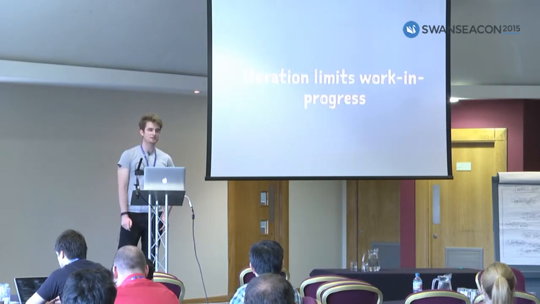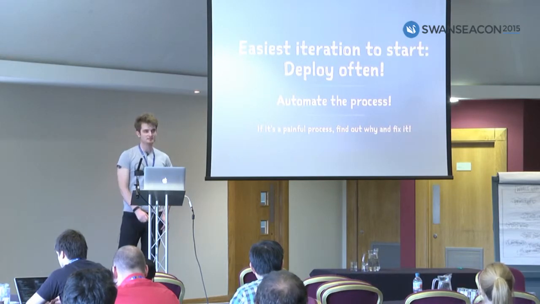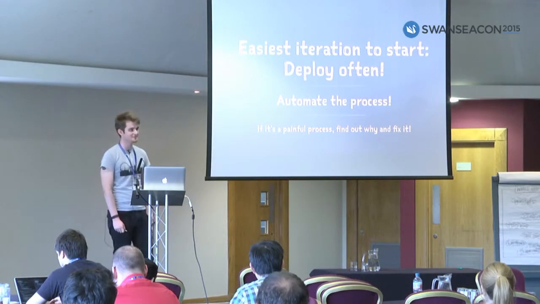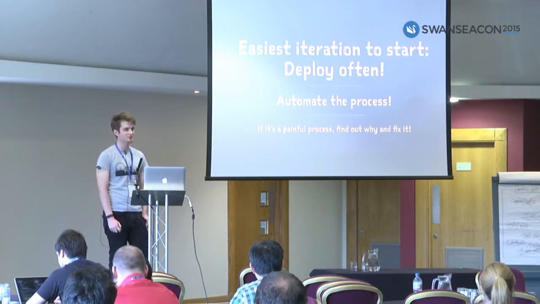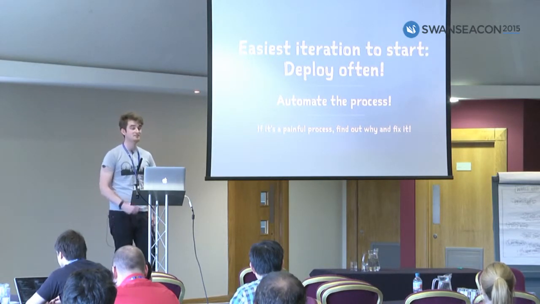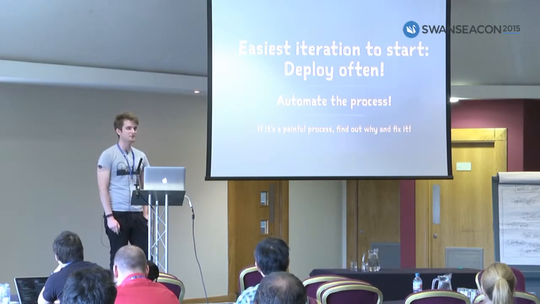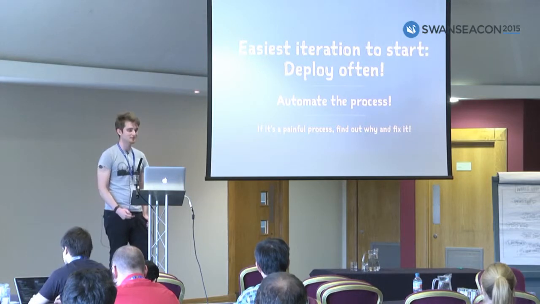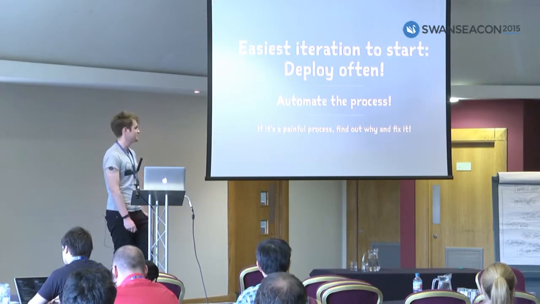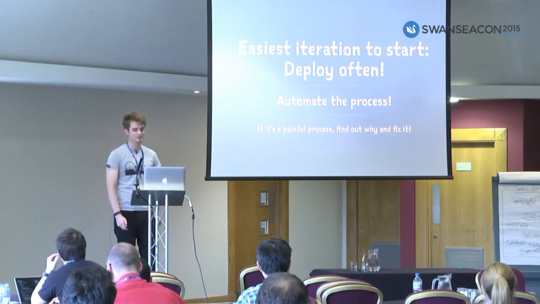So iteration is mainly about limiting that work in progress. The easiest iteration is deploying often, because the deployment is really the main iteration you're going to be doing. It's when customers see your product or service and are able to interact with it. And if you haven't, you should be automating that process to make it easier and make it repeatable. And if it's a painful process, you should be finding out why and fixing that problem.